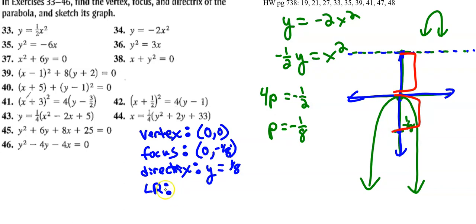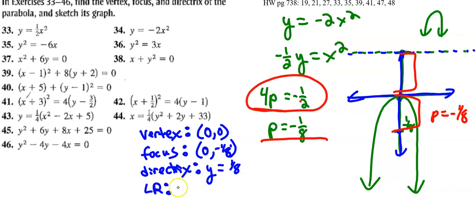So what is the LR? LR is 4 times your p value. P in this case is equal to negative 1/8. We figured that out right here. Or you could just say, hey, I know 4p is negative 1/2, so the LR, its length is 1/2 there. So whatever this distance is right here, if we were to graph this out a little bit better on graph paper, that would be 1/2.